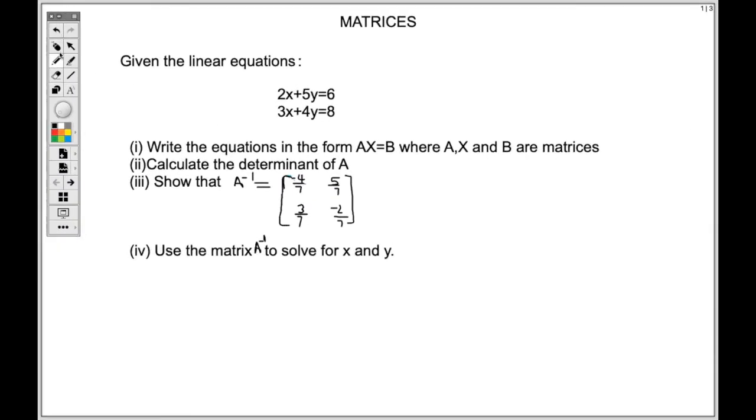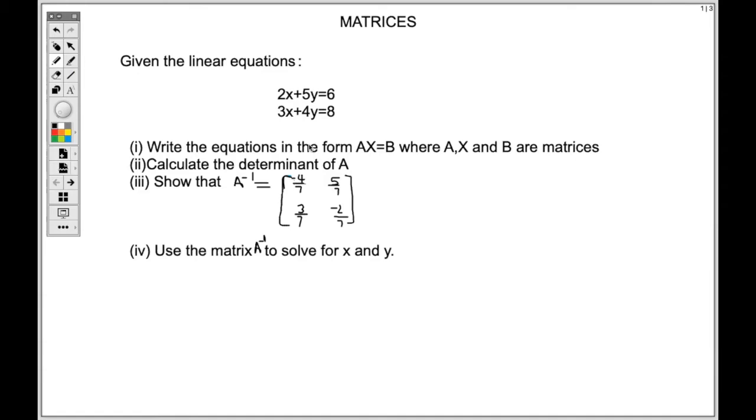So here we're given a matrices question, given the linear equations 2x plus 5y equals 6 and 3x plus 4y is equal to 8. I'm going to look at the first part first. We're going to write the equations in the form AX equal B, where A, X, and B are matrices.